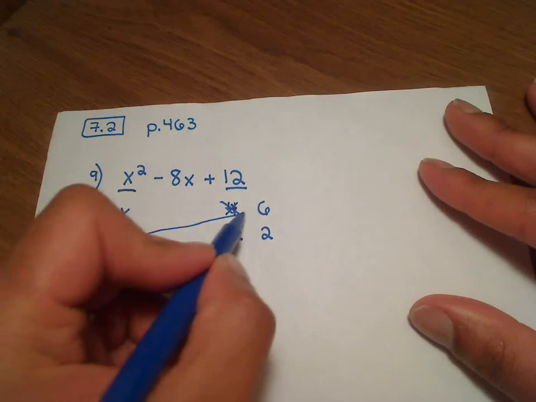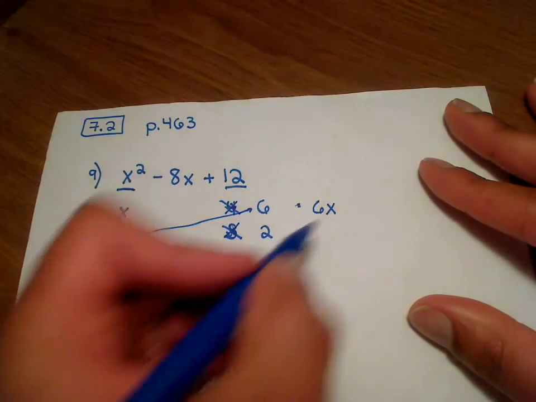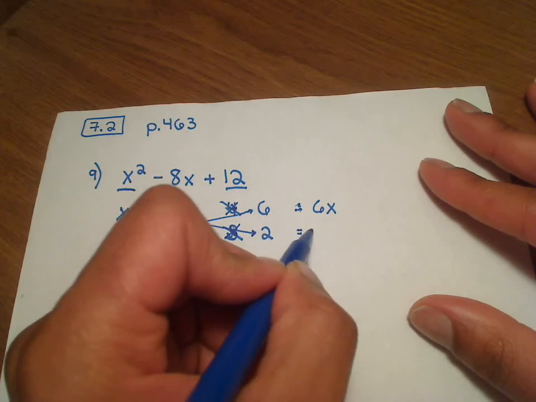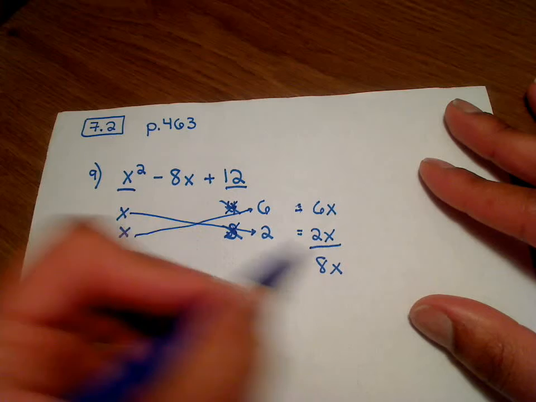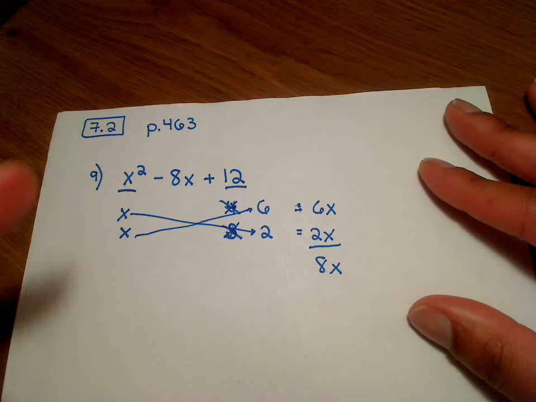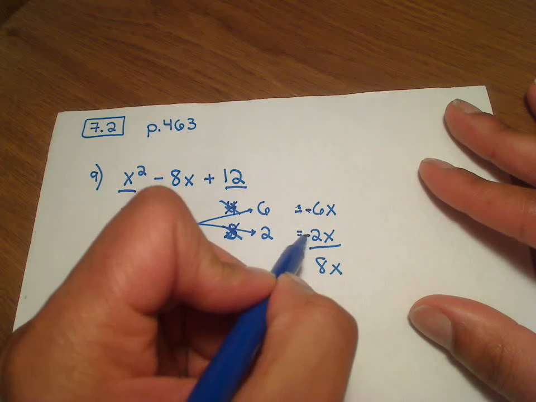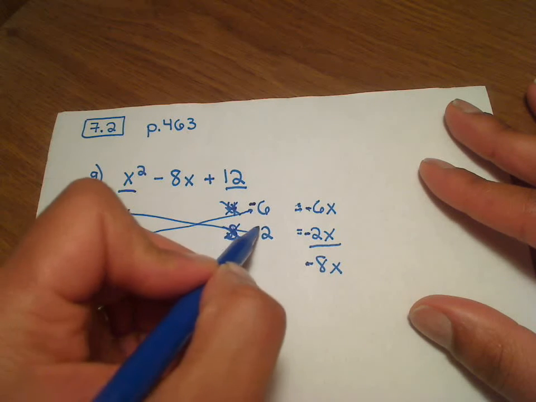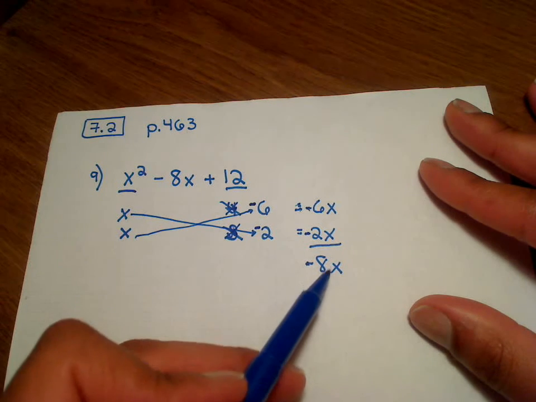Now I cross multiply this, I get 6x. I cross multiply this one, I get 2x. You add those up, I get 8x, which is what I want here, except for one thing. I need it to be negative 8x. So in order for me to get that, I'm going to make this a negative and this one negative, so that way it's negative. Now for that to happen, this needs to become a negative and this here needs to become a negative, which will give us negative 8x.